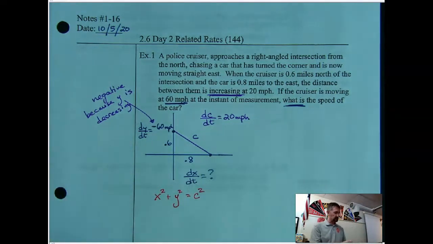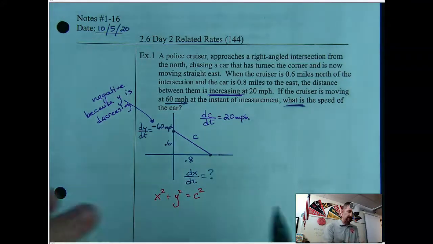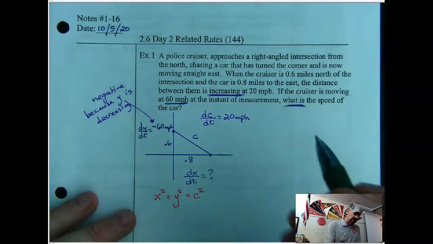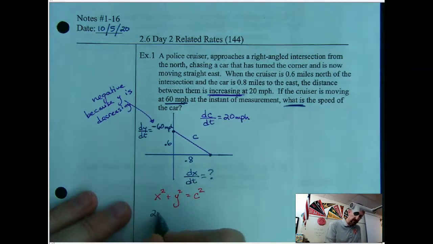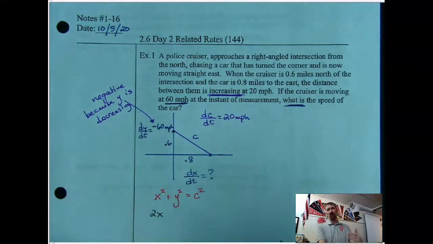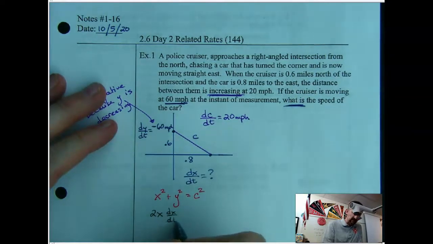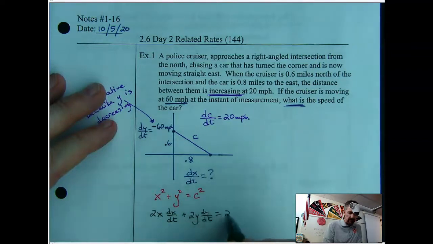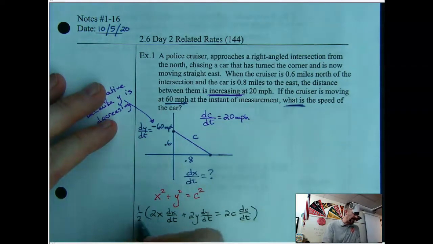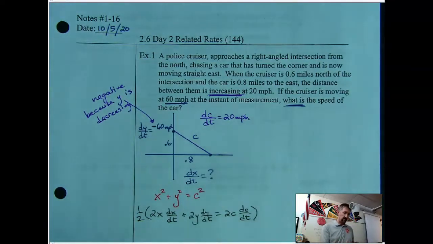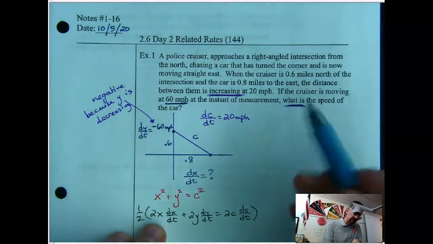Now, the next step is to take the derivative of our equation. So the derivative, I guess we'll do it here. So that's going to be 2x. Now remember from our last lesson, we're taking all our derivatives with respect to time. So this is going to be dx/dt. Hopefully you're pausing or working ahead when you can. It's going to be 2y dy/dt equals 2c dc/dt. So if I multiply that whole thing by 1/2, that's going to cancel out all of those twos.